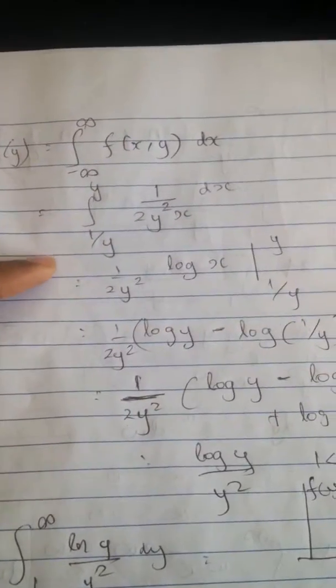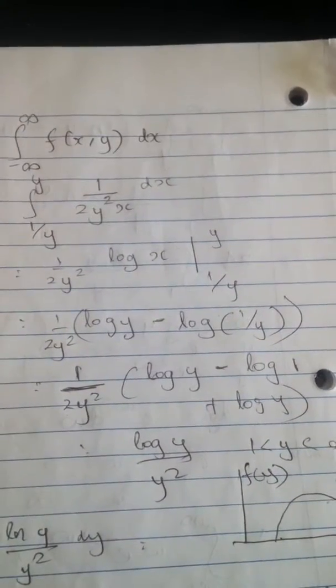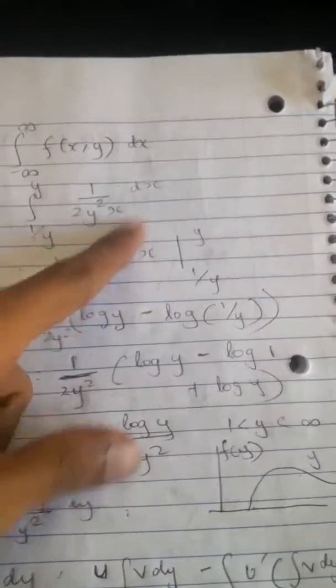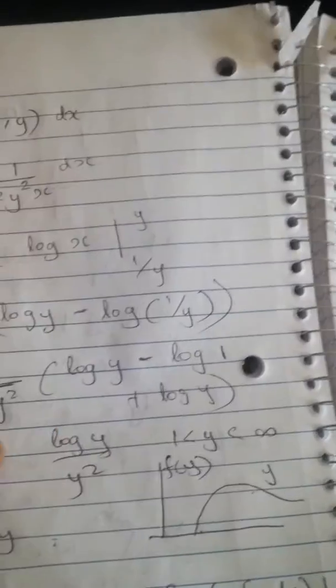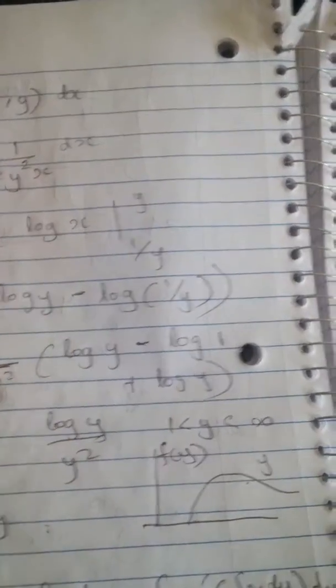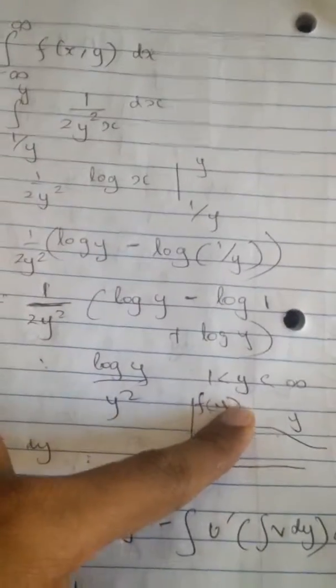Since we now know f of x comma y, we are able to calculate f of y, which is the integral of f of x comma y dx. That is the integral from 1 by y to y of 1 by 2 y square x dx. Substituting this, we get 1 by 2 y square times log y minus log 1 by y. Thus finally we get log y by y square, where y is greater than 1.